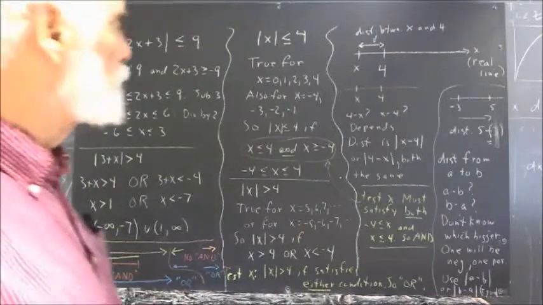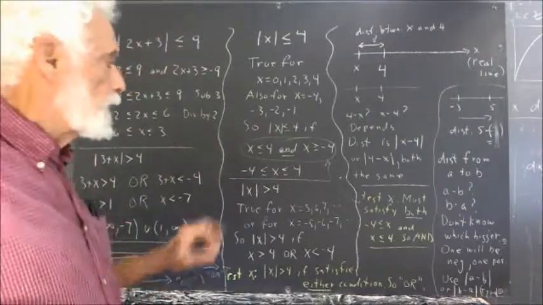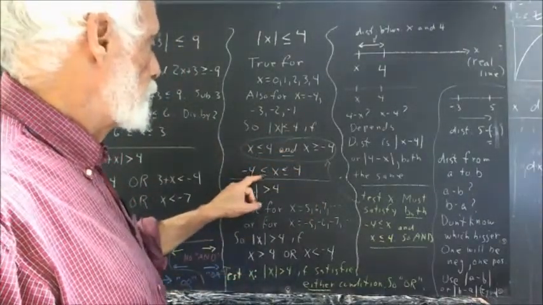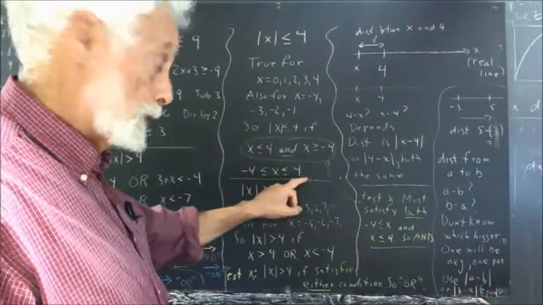More about this shortly. This set of inequalities can therefore be written negative 4 less than or equal to x less than or equal to 4.